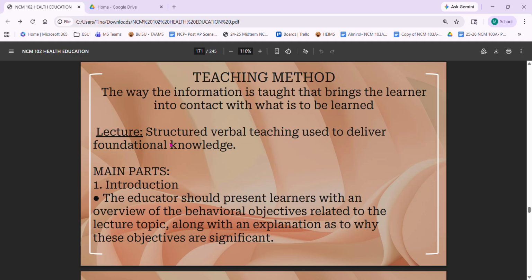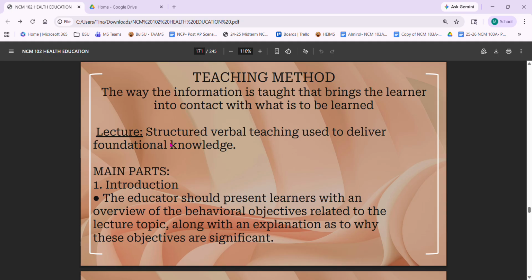Now, ang teaching method, this is the way information is taught that brings the learner into contact with what is to be learned. Okay, that's your teaching method. And we will discuss different teaching methods, starting with your lecture. So, when you say lecture, this is structured verbal teaching used to deliver foundational knowledge.